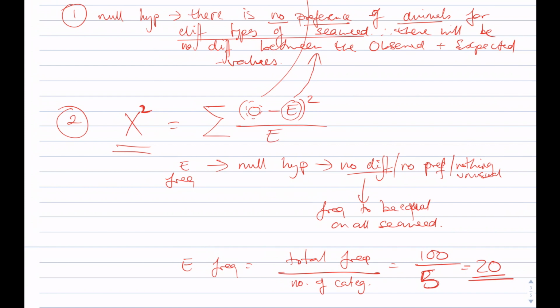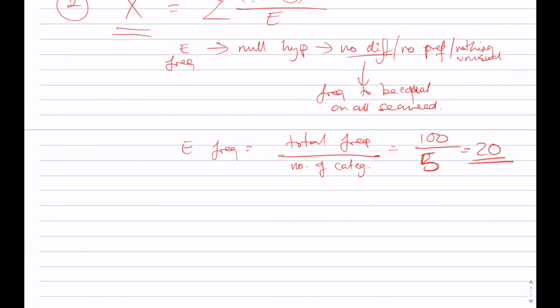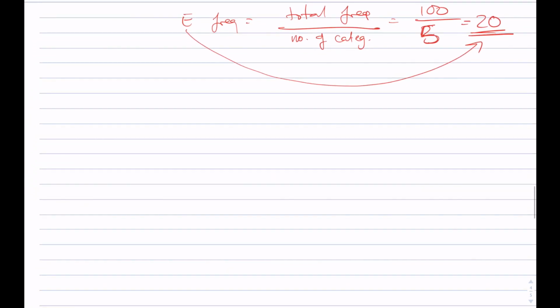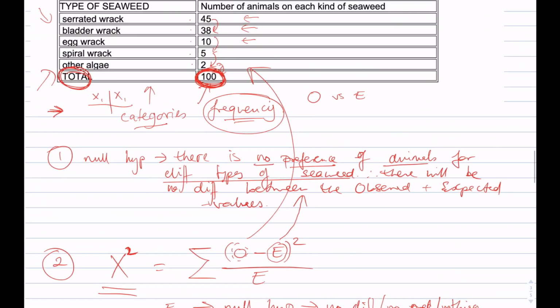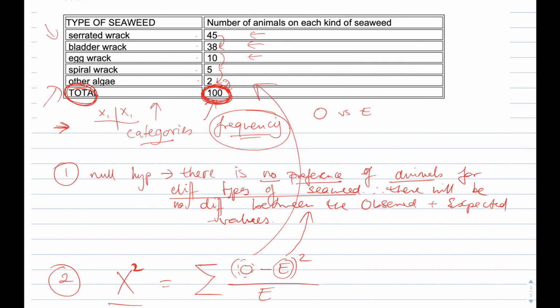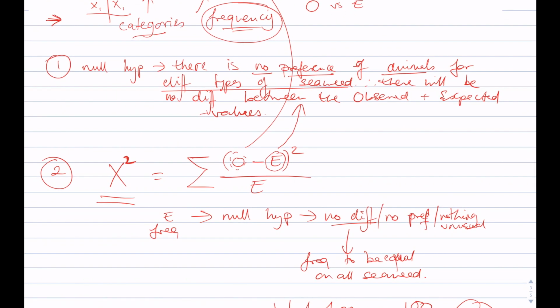So if it was the case that there was no preference of the animals for the different types of seaweed, I would expect there to be 20 of each, or the frequency of the animals on each of the seaweeds to be 20. Okay, so let's proceed now. We have an idea of what our expected frequencies will be. We know what our observed frequencies are. And remember, with the chi-squared, that's essentially all you need. Once you have your observed to start with and now you know what your expected frequencies are, we can proceed with the calculation.